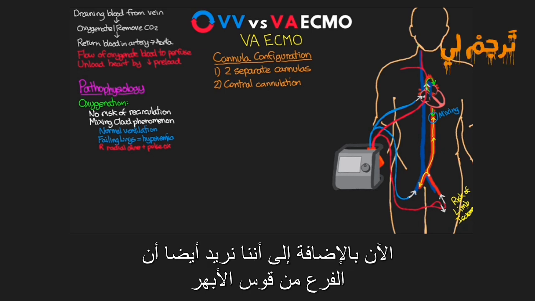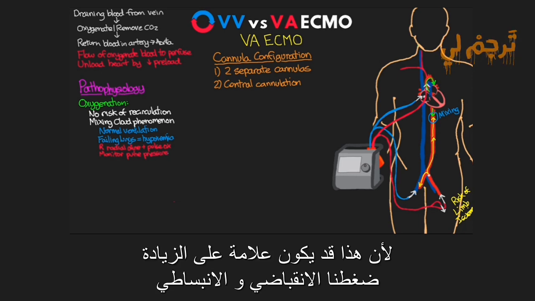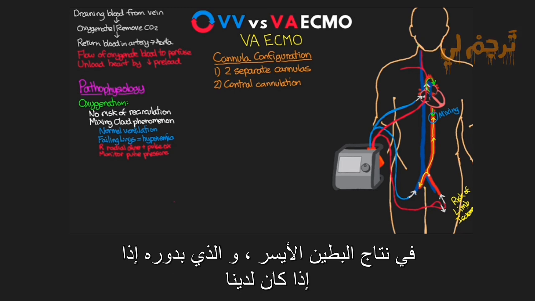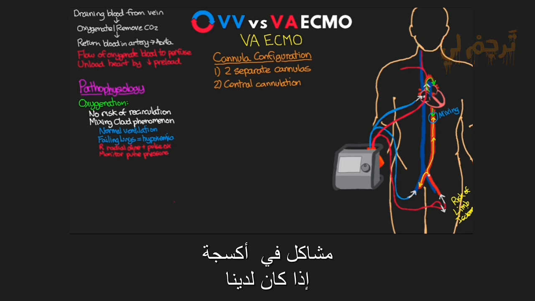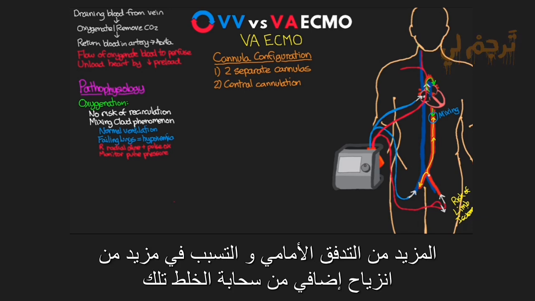Now, in addition to that, we also want to monitor the pulse pressure that we see. So this is the difference between our systolic and diastolic, as this could be a sign of increasing left ventricular output, which again, if we're having problems with our oxygenation in our lungs, this is going to be creating more forward flow and causing a further shifting back of that mixing cloud.